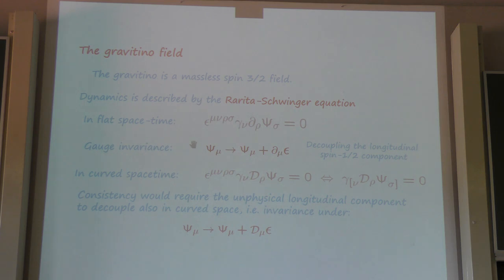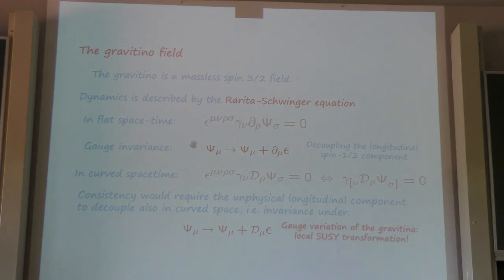of two covariant derivatives is non-zero. They don't commute any longer. Okay? So this is a problem. So Rarita-Schwinger alone does not describe consistently a massless gravitino field.